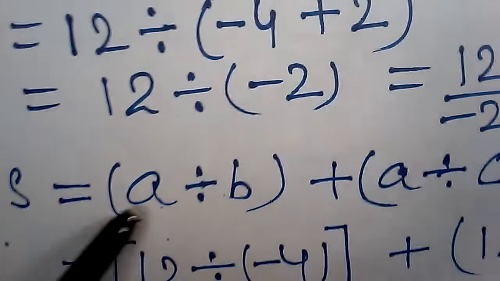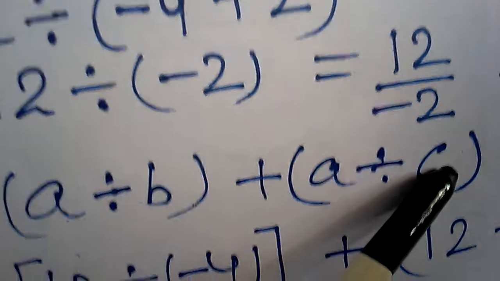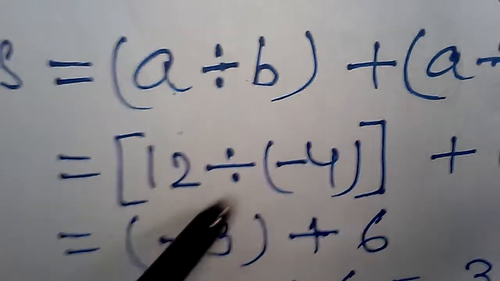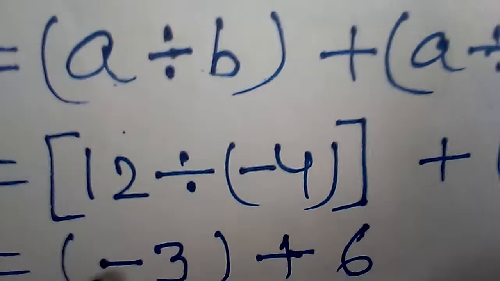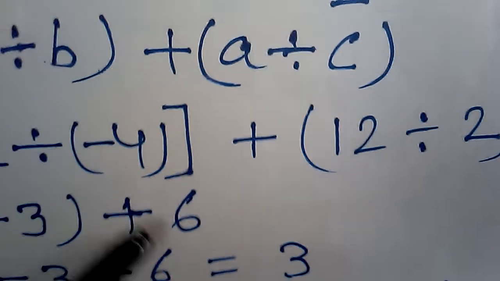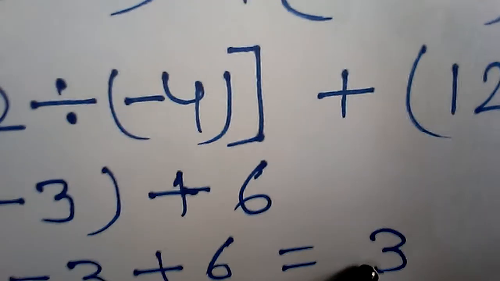RHS. A divided by B plus A divided by C. Value of A, B and C we will give: 12 divided by minus 4 plus 12 divided by 2. 12 divided by minus 4 is equal to minus 3, plus 12 divided by 2 is equal to 6. Minus 3 plus 6 is equal to 3.